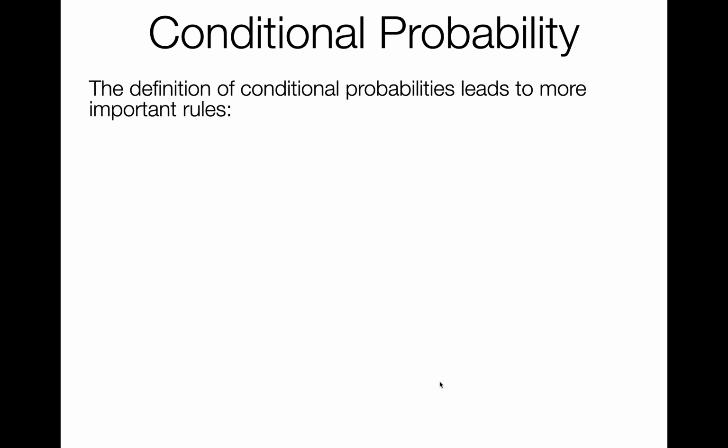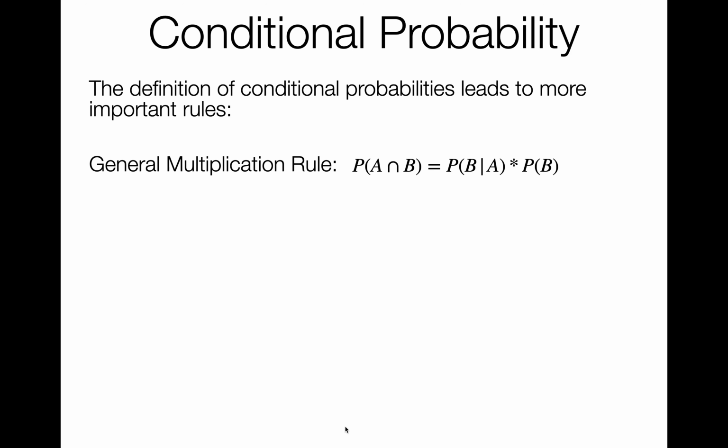Okay, so we'll go on for just a little bit more here. The definition of conditional probability leads us to more important rules, and so the more important rule here is what's called the general multiplication rule. And it says this: the probability of the intersection is equal to the conditional probability of B given A times the probability of the not conditioned part.